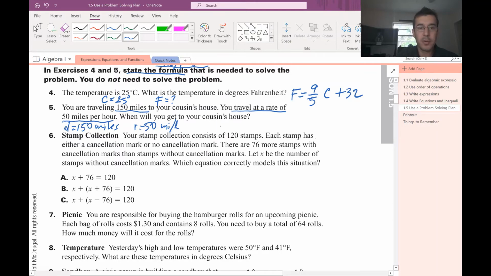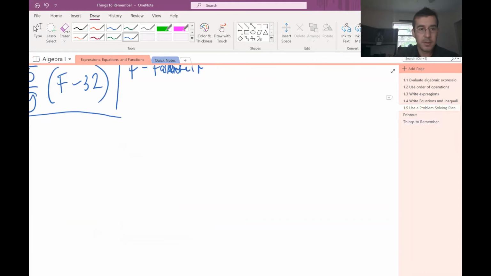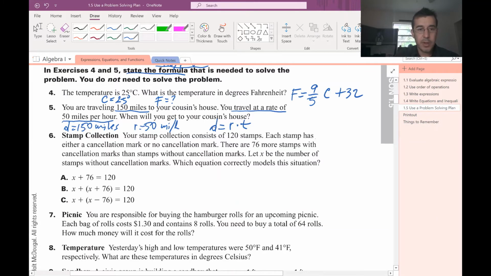We know the formula is D equals R times T, right? That's this formula right here. D is the distance, R is the rate of traveling, and T is the time. We know D, which is 150 miles, and R is 50 miles per hour. What is T? T can be represented as D over R, because R multiplies here, so on the other side we divide. So T is D over R, or 150 over 50, or 3, right? But they're just asking for the formula for 4 and 5. So this is what it is.